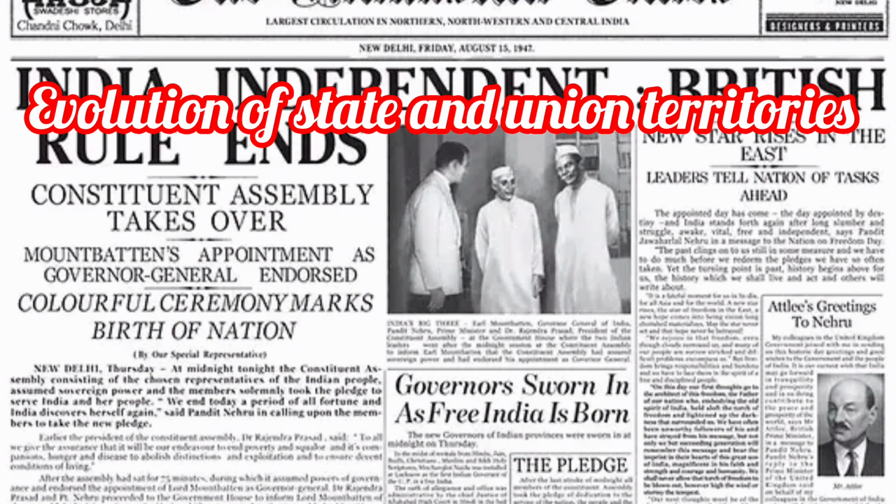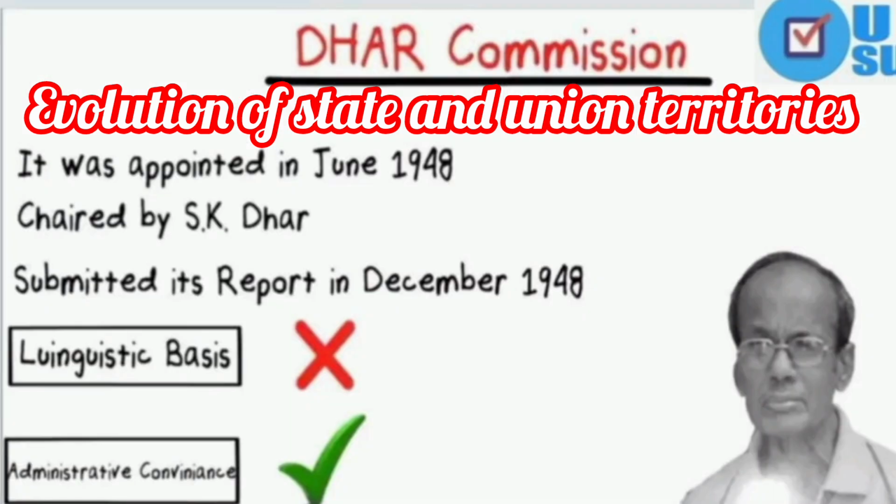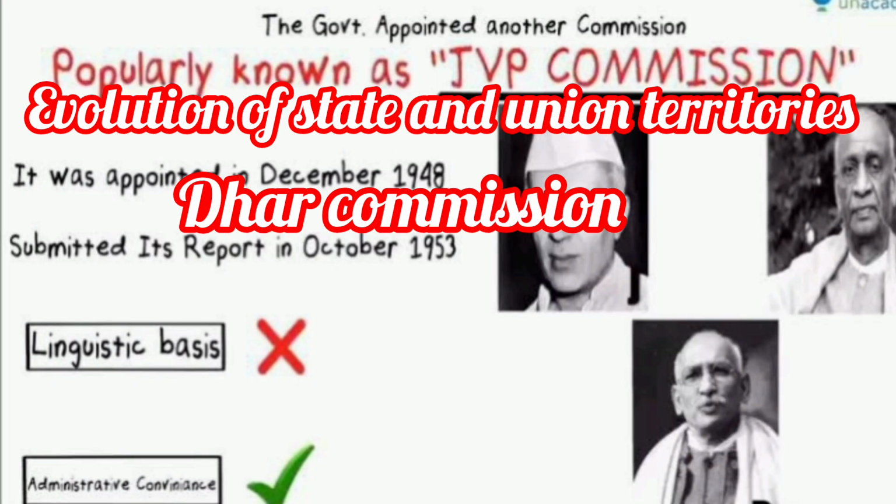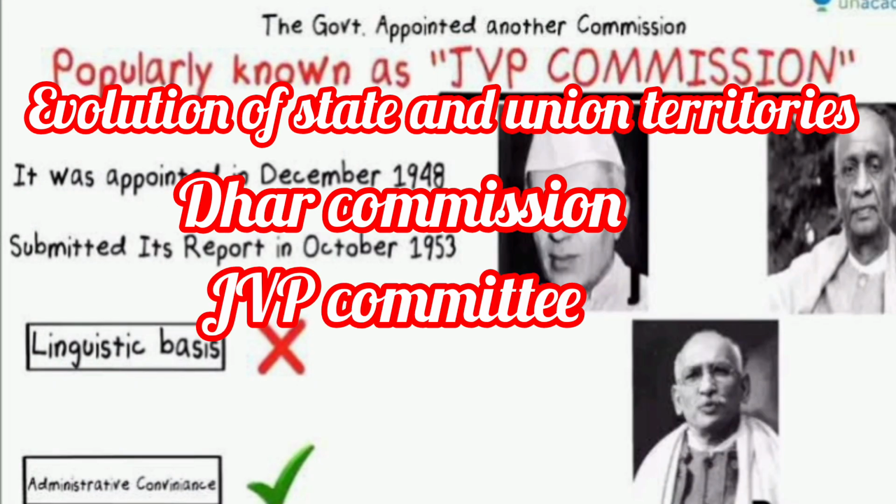Reorganization of states after independence: there was a growing demand from different regions for reorganization of states on a linguistic basis. So finally, we need to study three commissions or committees on the reorganization of states on a linguistic basis. The first one is the S.K. Dhar Commission in June 1948, which rejected the division on linguistic lines and recommended the states be reorganized on administrative convenience. The second committee is the JVP Committee in December 1948, which rejected language as a basis for the reorganization of states.